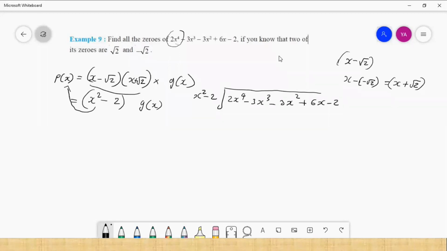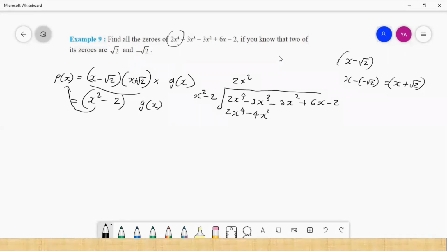Okay. So how can we divide this? What will be the first term? 2x square. 2x square will be the first term. 2x square into x square is 2x raised to 4. Then 2x square into minus 2, what will it be? Minus 4x square. Is that correct? Any mistake?